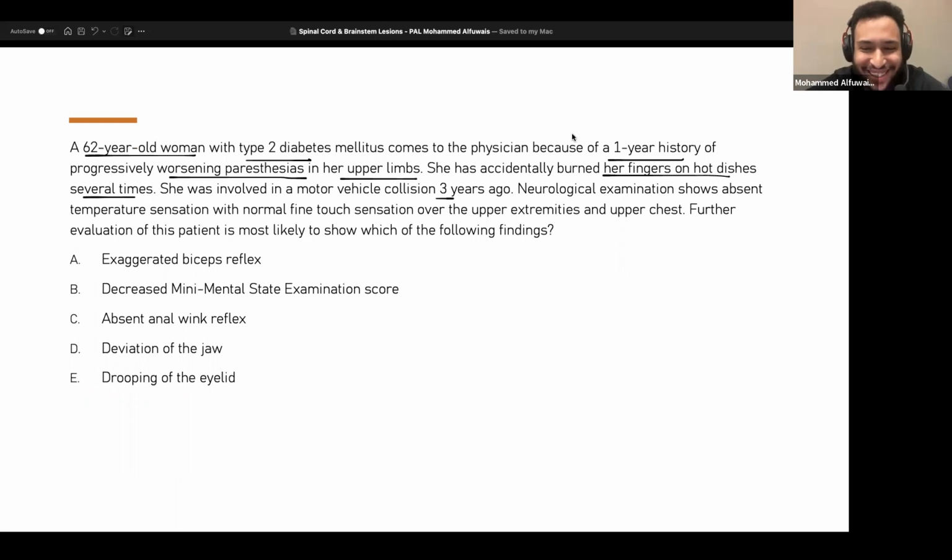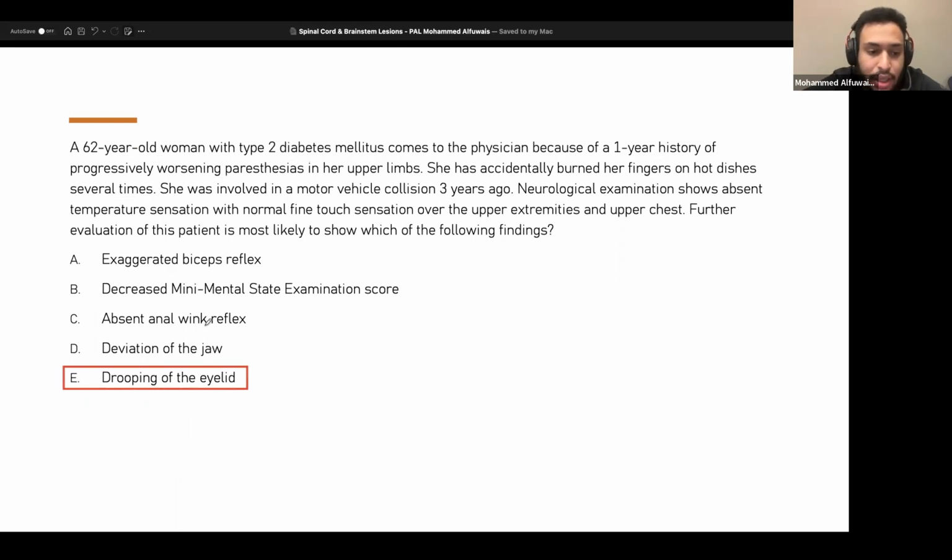Okay. So exaggerated biceps reflex happens with an upper motor neuron lesion. Again, it's a lower motor neuron lesion, so it will not have this at all. And an absent anal wink reflex doesn't happen, because it will happen with spinal shock. But this patient has a 1-year history, so that's not going to happen. And also you'll have, for example, a flaccid process below the lesion and stuff like that. So it's not going to have an absent anal wink reflex.